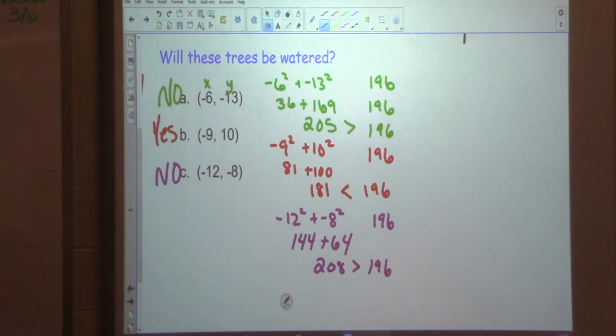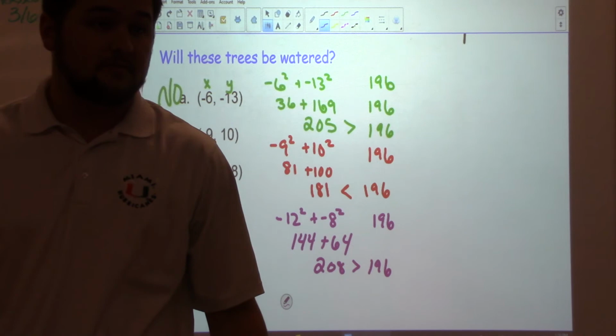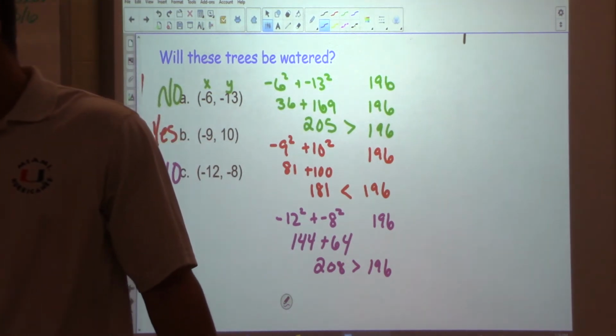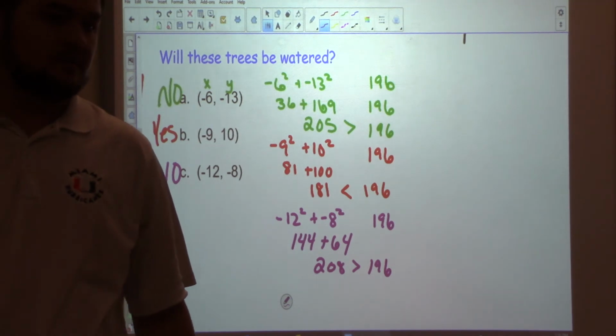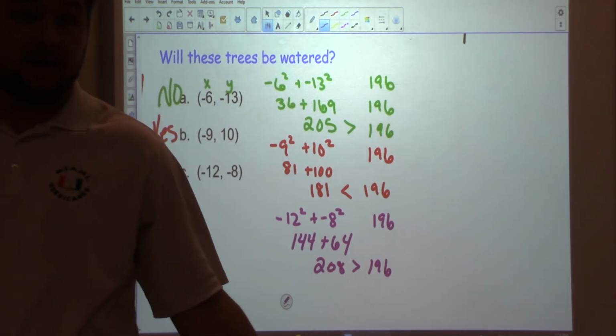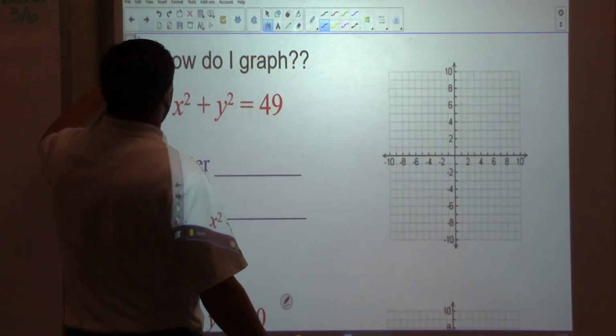Alright, so does that make sense? We're trying to compare our x and our y value compared to our radius. Alright? Any other questions? Well, we got 2 problems left to do, and that's it. Anything? We good? Okay, let's talk about graphing circles really quickly, and then we'll be on our way.